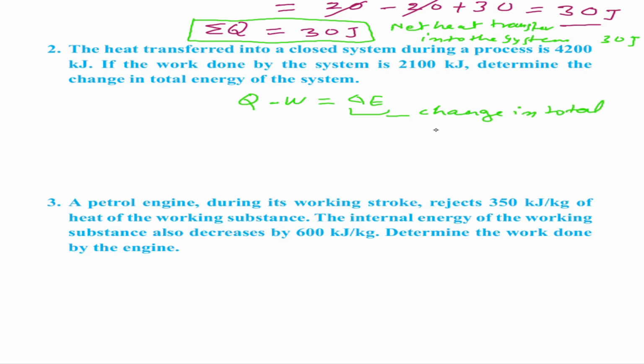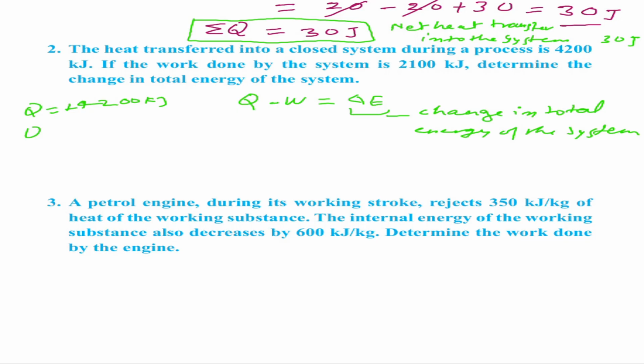total energy of the system, right? So this is what we have to calculate. Here it is given heat transfer into a closed system, so Q is taken positive, 4200 kilojoule. And in the second part, the work done by the system, work done means this is W.